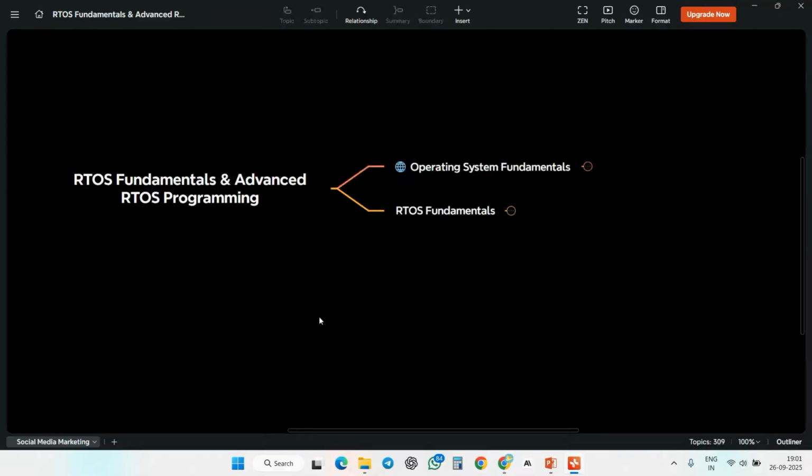What we are going to learn in today's live session. First of all, today we are going to learn about the RTOS fundamentals. In this series, we are not only going to study the fundamentals, we are going to see it from the fundamentals to advanced RTOS programming.